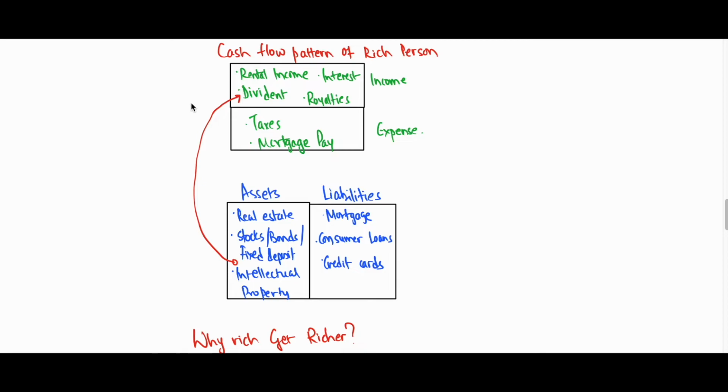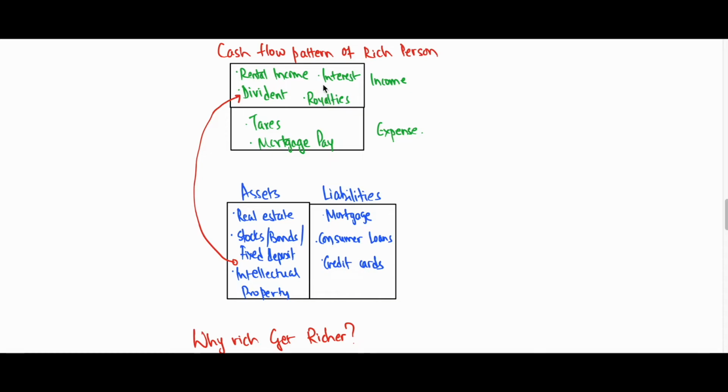So various forms of assets, like he has got real estate, he's got stocks, bonds, fixed deposits, intellectual property like books, music, you can say YouTube videos, e-books, and so on. And these assets will generate him income in the form of rental income, dividend from the stocks and bonds. He gets interest from the fixed deposits. He receives royalties from the intellectual property.